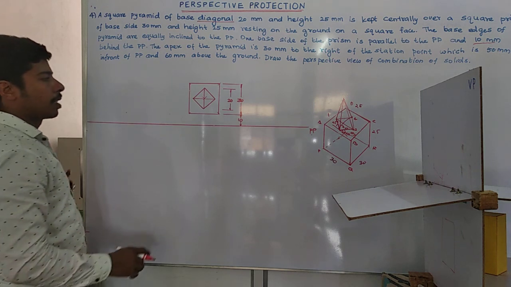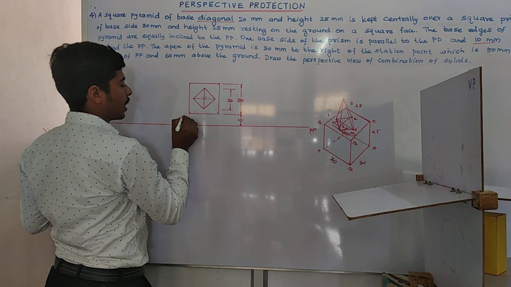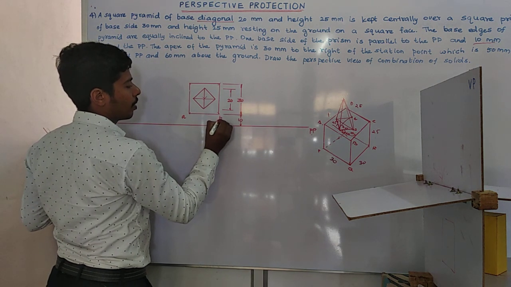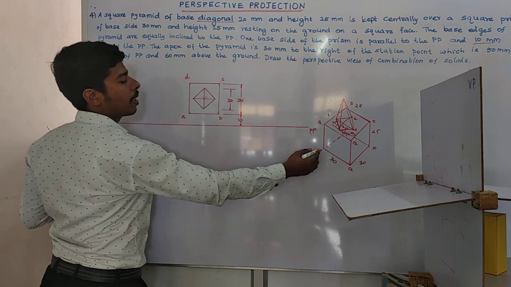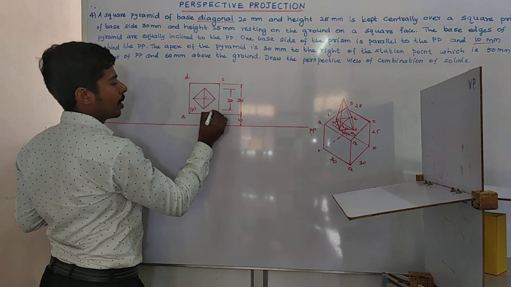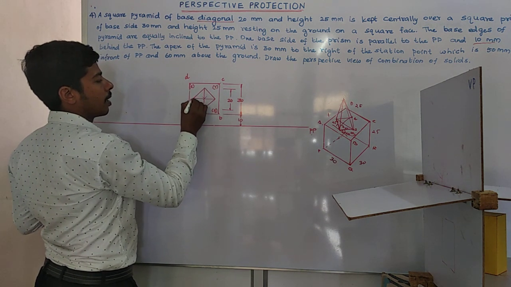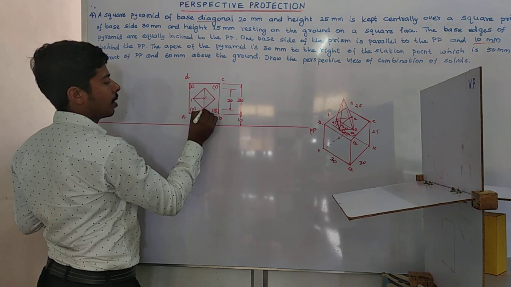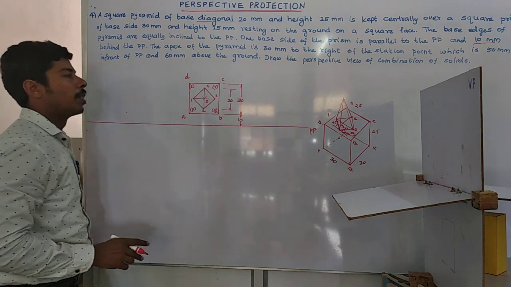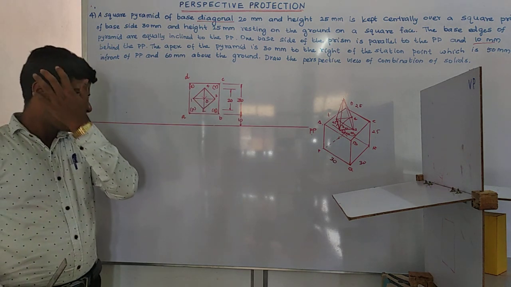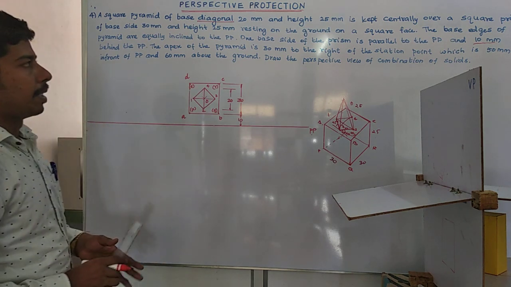I mark it. So now this corner point is A in the top view, this is B, C and D. The bottom corner points are P, Q, R and S. Then these points are named 1, 2, 3, 4. The center point is 4. So we mark the points also. Then the top view is completed.